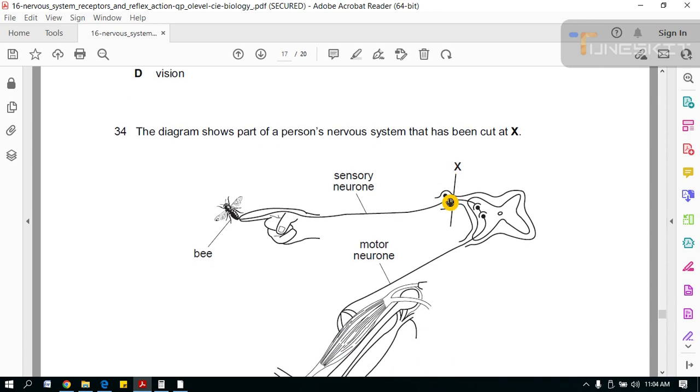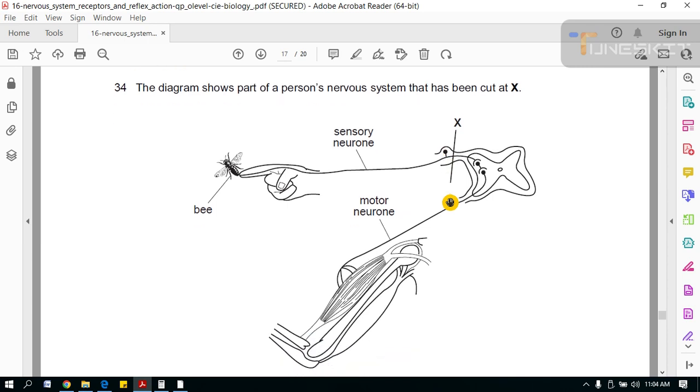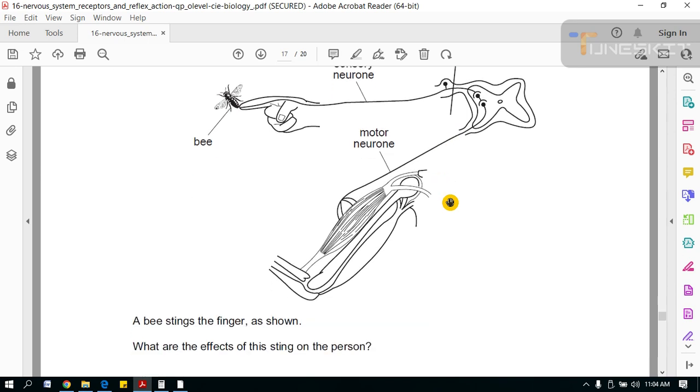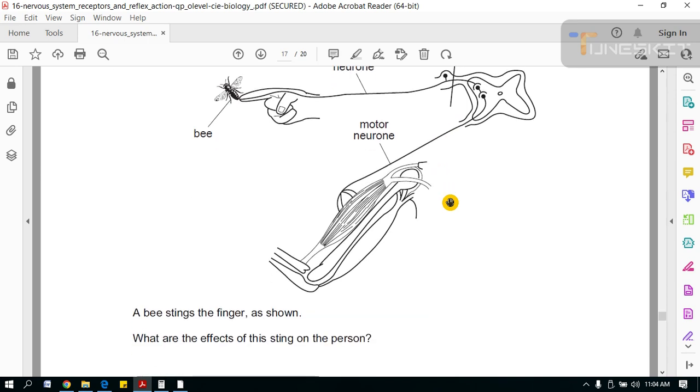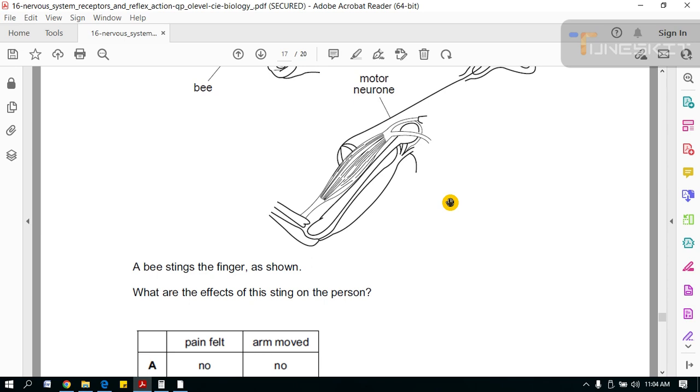The diagram shows parts of the person's nervous system that has been cut at X. Right? It is cut at X. It's a sensory neuron as it is shown in the diagram. If it is cut at X, a bee stings a finger as shown. What are the effects of this sting on the person?